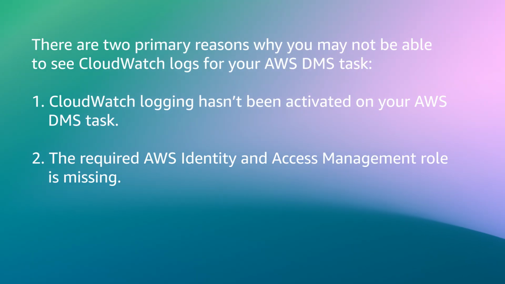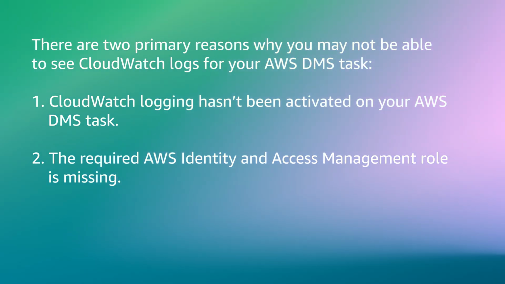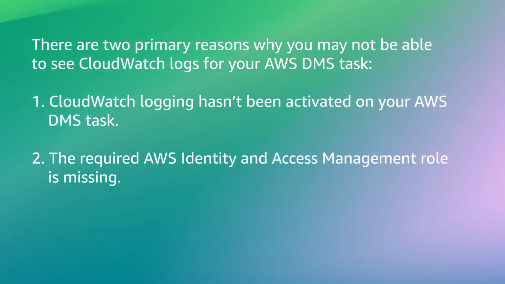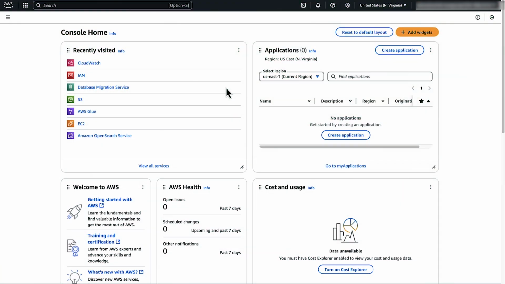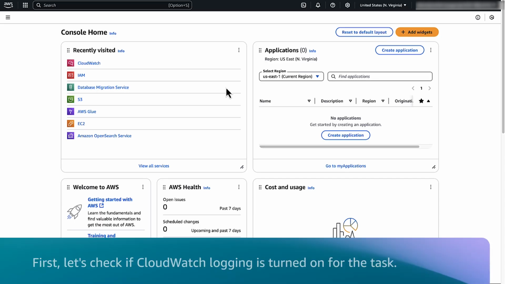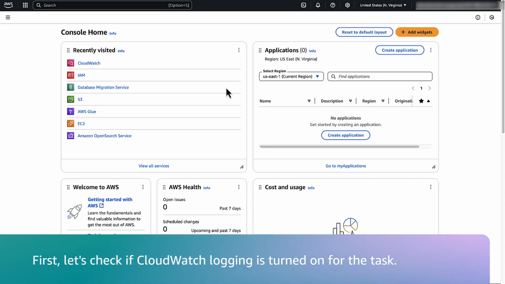There are two primary reasons why you may not be able to see CloudWatch logs for your AWS DMS task. CloudWatch logging hasn't been activated on your AWS DMS task, or the required AWS Identity and Access Management role is missing. Let's dive deeper into each of these reasons and how to address them. First, let's check if CloudWatch logging is turned on for the task.